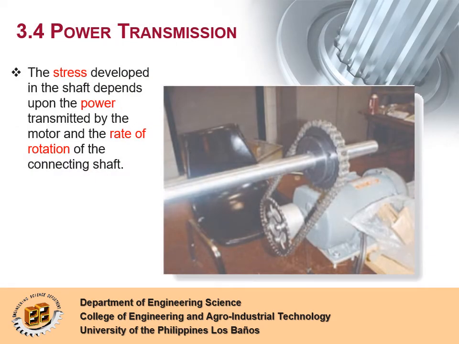The stress developed in the shaft depends upon the power transmitted by the motor and the rate of rotation of the connecting shaft. In this photo, the chain drive transmits the torque developed by the electric motor to the shaft.